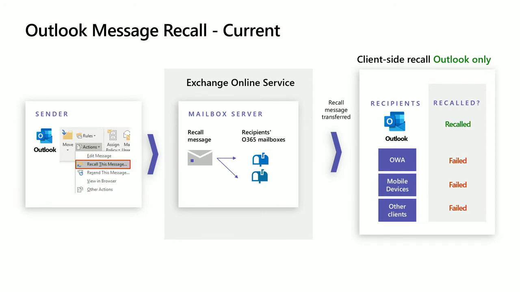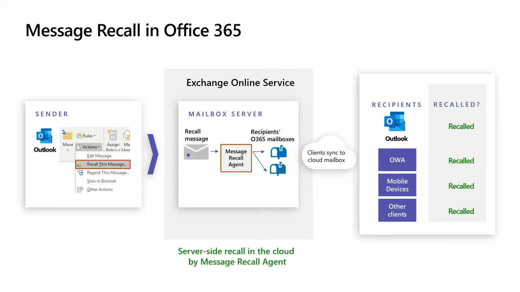The Outlook message recall, the current behavior, this is kind of what it looks like. When you recall a message, a recall message is generated. Those get delivered to the inboxes in O365, and then when the clients sync, only Outlook can understand it and do something with it, and only Outlook for Windows is it actually recalled. For OWA, for mobile devices, for Outlook on the Mac, for any other clients, it doesn't work. It just fails, right?